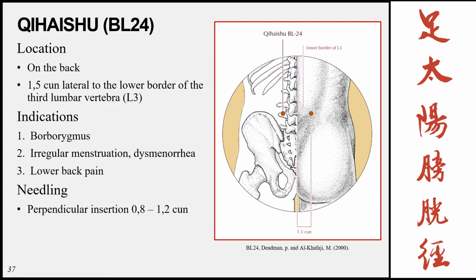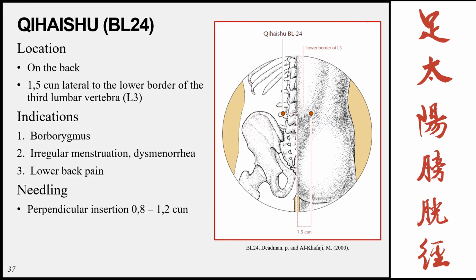The next point is QIHAISHU, bladder 24. This point is located on the lower back, 1.5 sun lateral to the lower border of the third lumbar vertebra, also known as L3. So let's just review what this means.